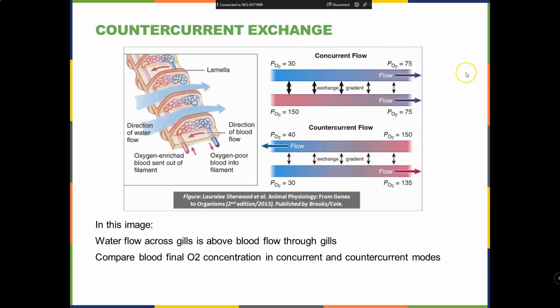If we average those two values, if we split this value right here, 150, in half for concurrent flow, we'd end up with only 75 millimeters of oxygen in the blood leaving the gills, whereas here we get 135, much, much better.